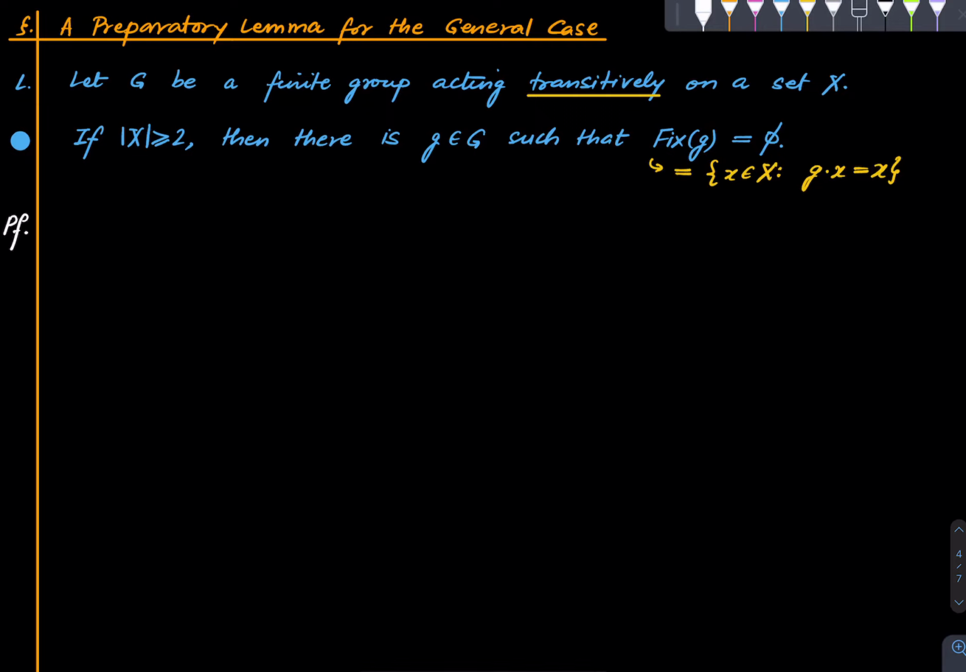So we will use the Cauchy-Frobenius theorem. Cauchy-Frobenius theorem says that this quantity is the number of orbits, but since this is a transitive action, there is only one orbit. So this is immediately by Cauchy-Frobenius theorem.